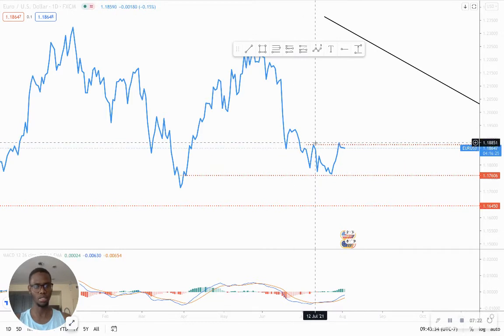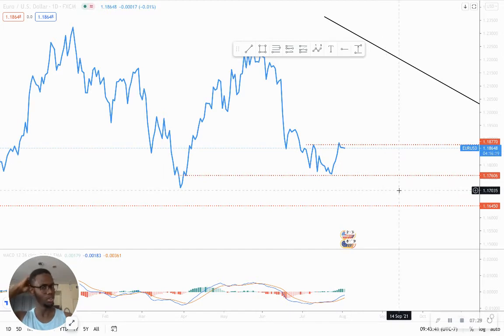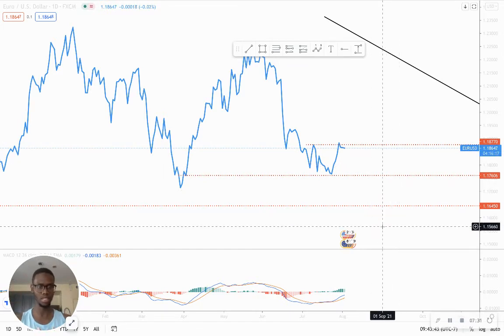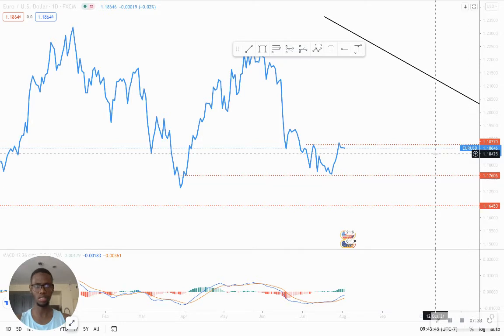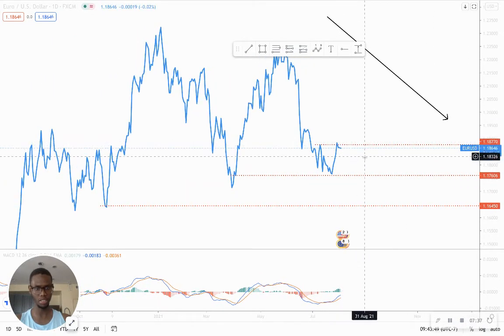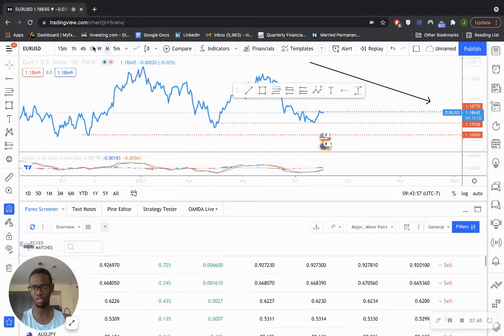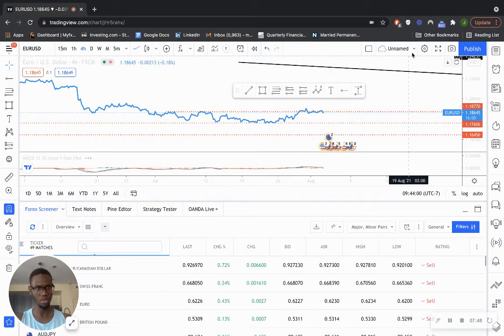So currently on the daily, we're at this level of support slash resistance, and just by looking at this, personally, what I'd be thinking is, because the market just tapped here, I think the market would be looking to push lower. So let's go down to the 4-hour chart and see what's going on over there.